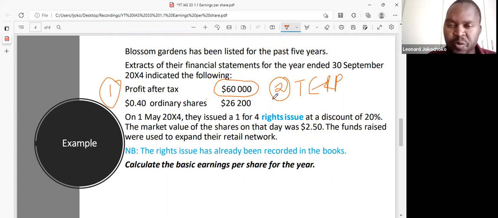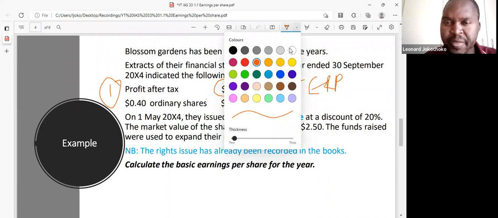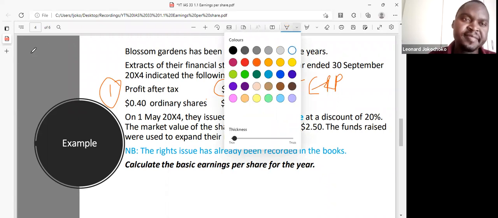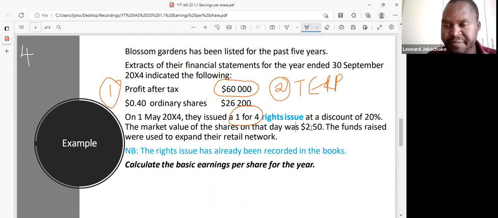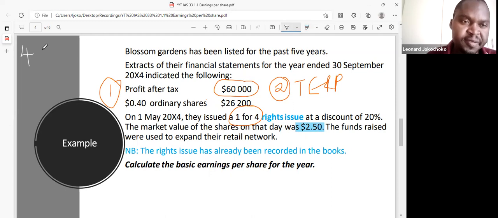Now, in a rights issue, we use a fraction or a ratio. In this case, it means that we are going to get 1 share if you already hold 4 shares. We can use this information to calculate our theoretical ex-rights price. Now, if you already have 4 shares, the 4 shares are trading at their market value. The market value is given here as $2.50. So 4 shares trading at $2.50. That is what you already have as an individual. If you have 4 shares, which are worth $2.50 each, in total your shares are worth $10, you just multiply.